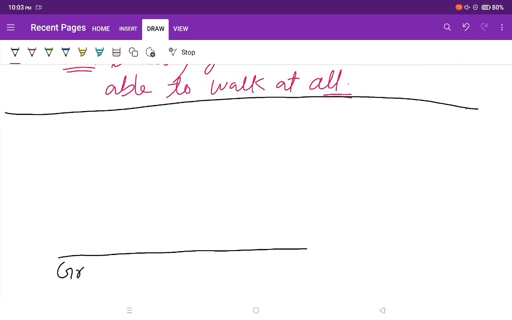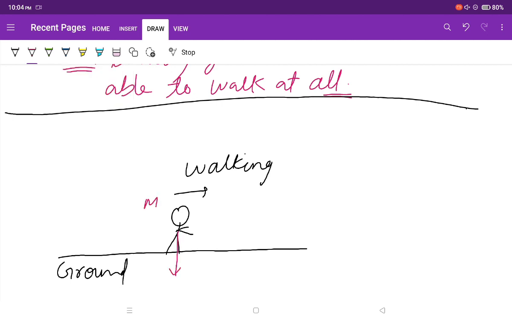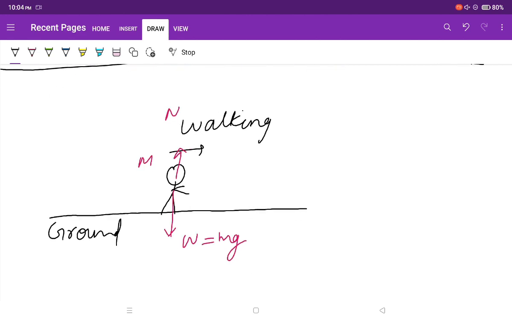So we have a ground and we have a person here walking. So let's see, we have a person with mass m. So we have W equals mg, the weight of the person acting downwards, and the normal N acting on the person by the ground, right? Now when you walk, what happens?